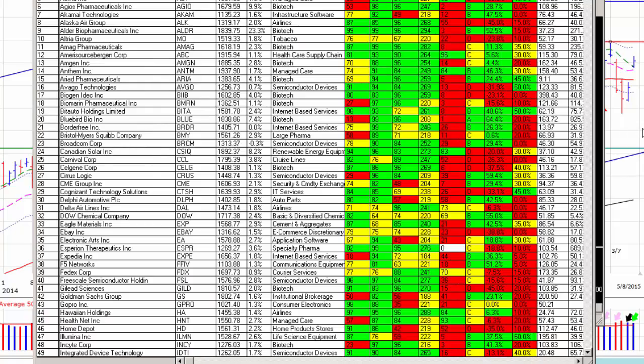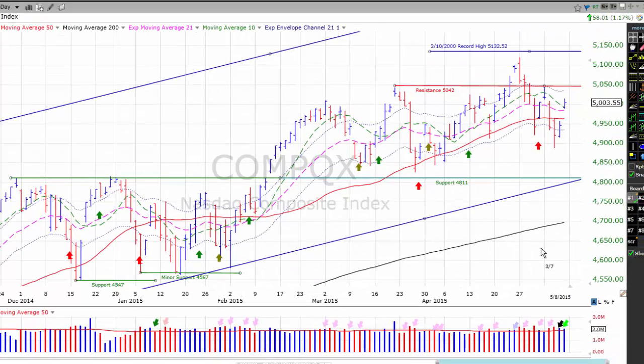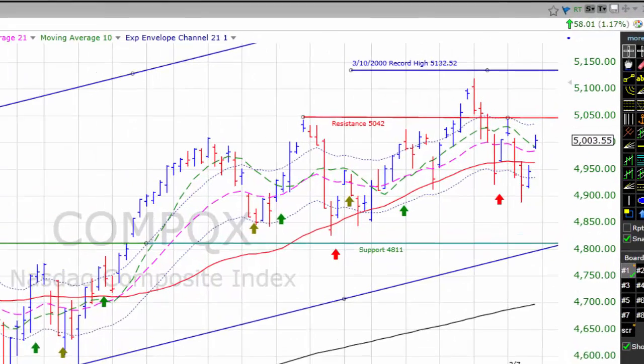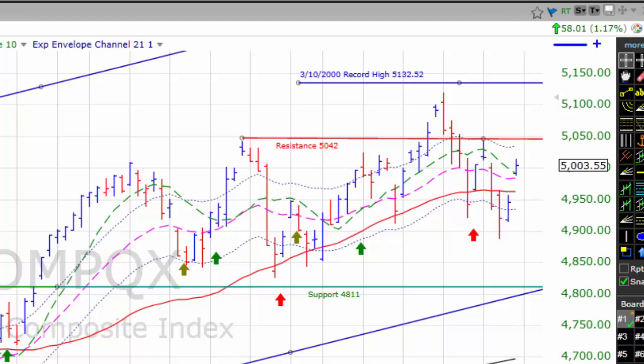Let's take a look at the NASDAQ Composite. NASDAQ Composite on Friday was up 58.01 points, or 1.17%. NASDAQ closed right about the middle of its daily trading range, gapped above its 50-day moving average. We've been watching this 50-day moving average. That's been a pretty good place to look for support in the market.